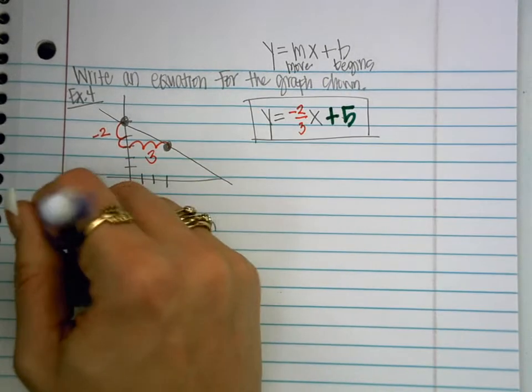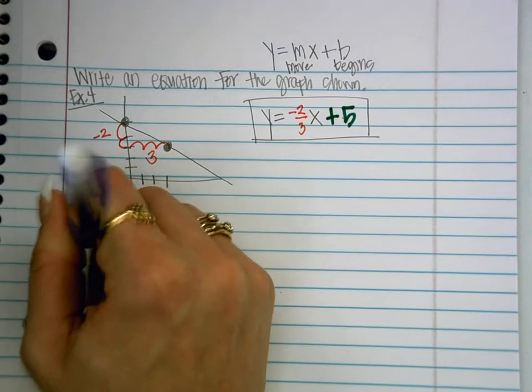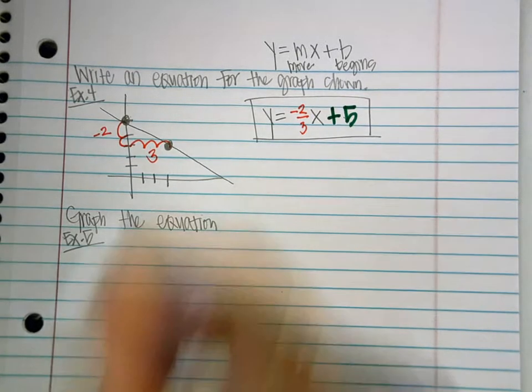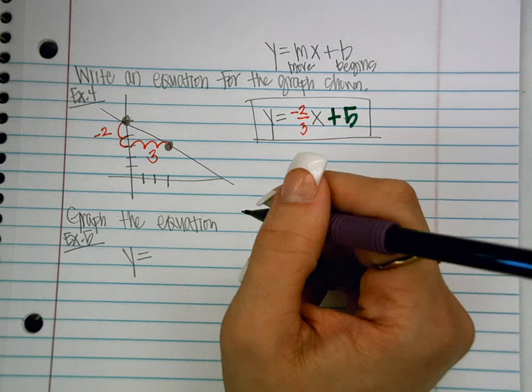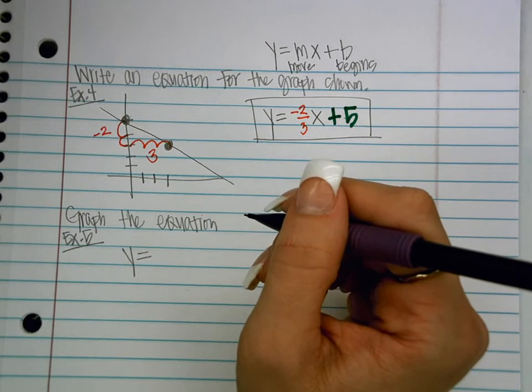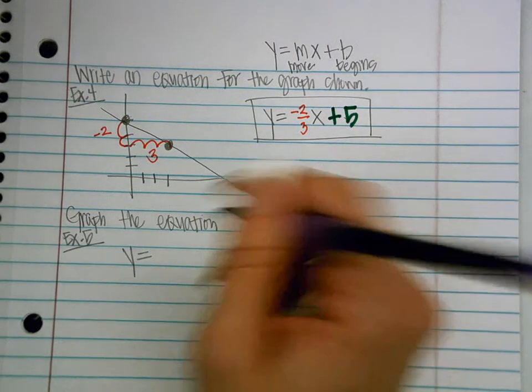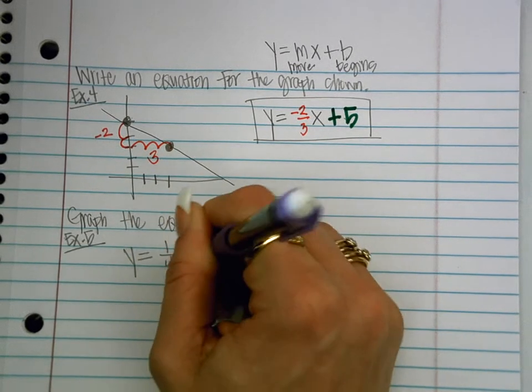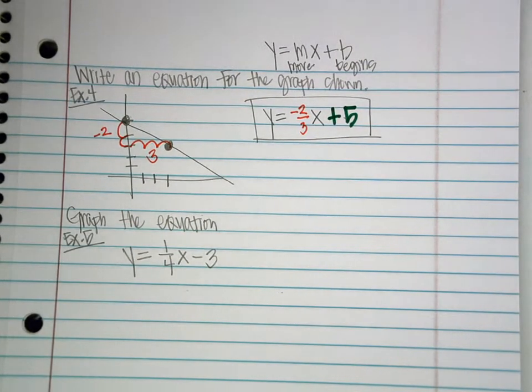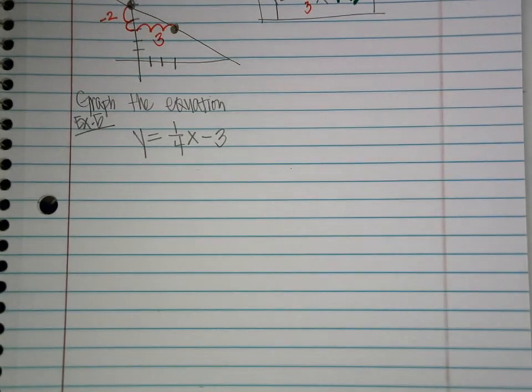Graph the equation. For example number 5, I would like you to graph y equals 1/4 x minus 3. Graph 1/4 x minus 3. You're going to have to do it on a grid, so you will have to do it on a separate sheet of paper, and that's fine for your homework, okay?